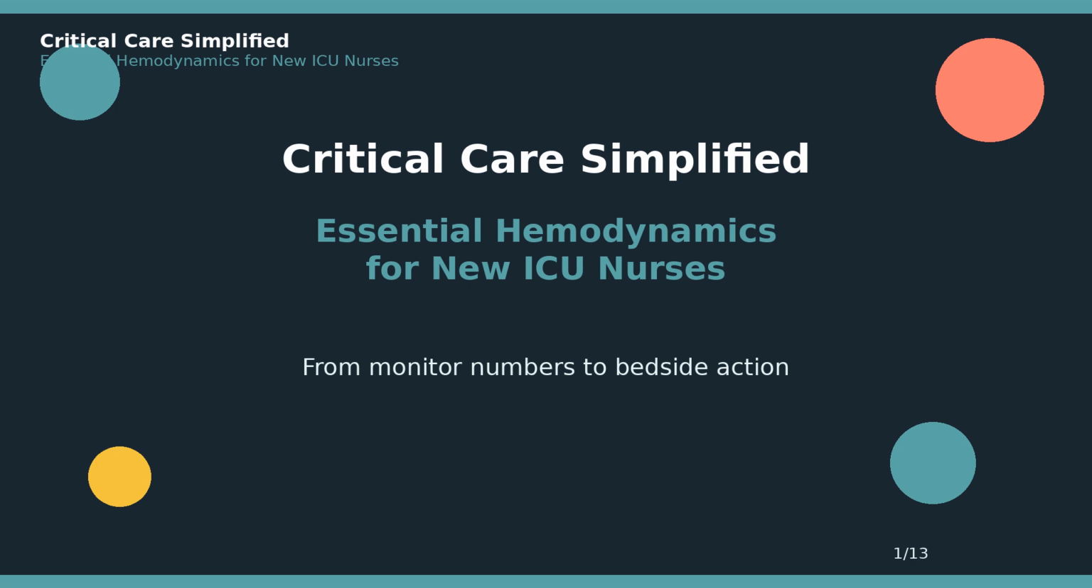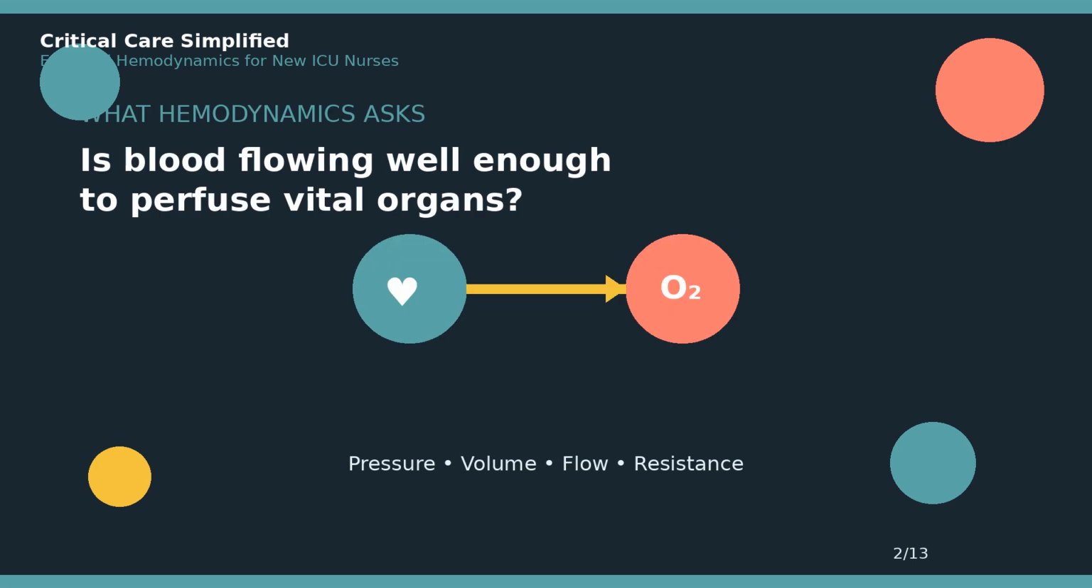By the end of this video, you'll understand what hemodynamics means, how to interpret common ICU data, how to recognize early signs of instability, and how nurses help support patients through fluids, medications, and advanced interventions. Let's simplify it. Hemodynamics is the study of how blood moves through the circulatory system and the forces that influence that movement. In simple terms, it asks, how well is blood flowing, and is that flow delivering enough oxygen to the tissues? For ICU nurses, hemodynamics is not just theory.